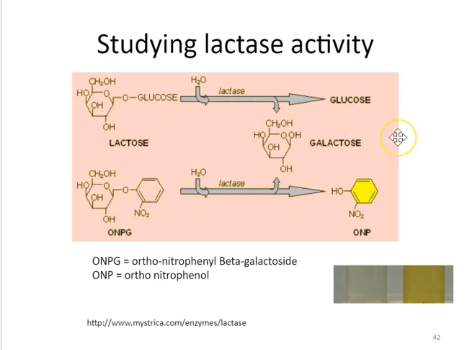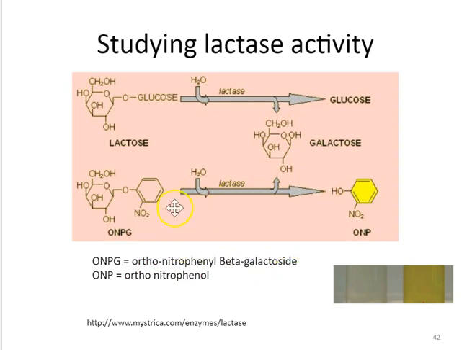And that's great, and it's a really interesting enzyme to study, but it's actually kind of hard to study exactly this chemical reaction because lactose, glucose, and galactose are all clear, colorless sugars, and it turns out to be a little bit hard to measure how much of them is present. So instead of using the natural substrate and looking for the natural products, it's much easier in lab to use a fake substrate, ONPG, which is orthonitrophenyl beta galactoside.